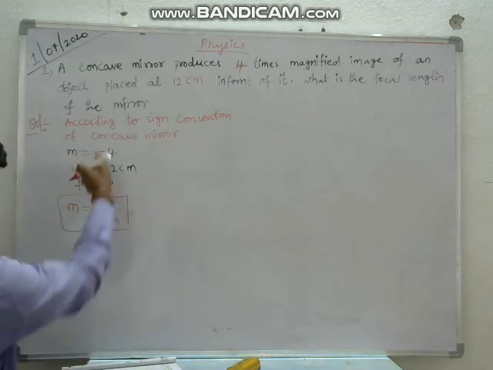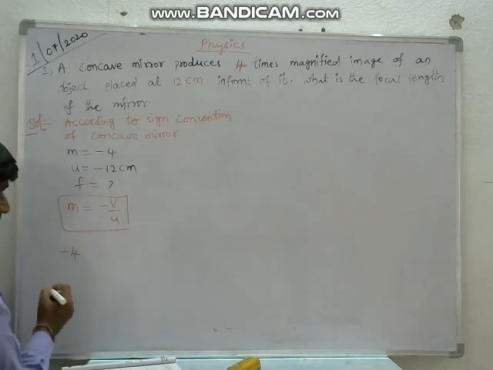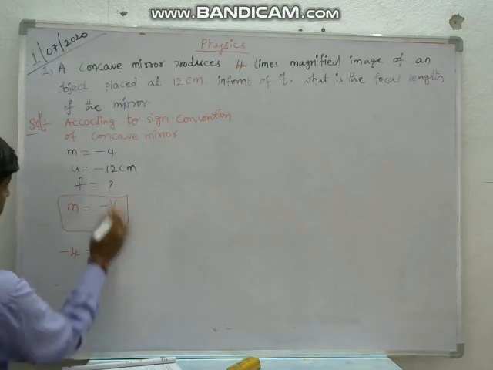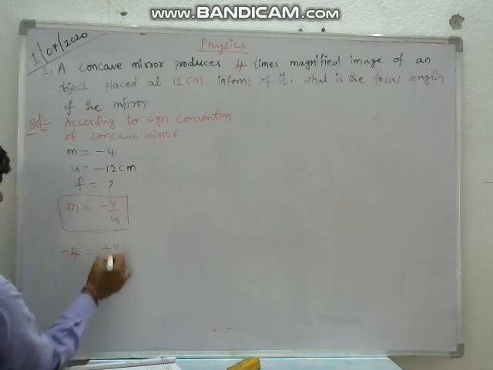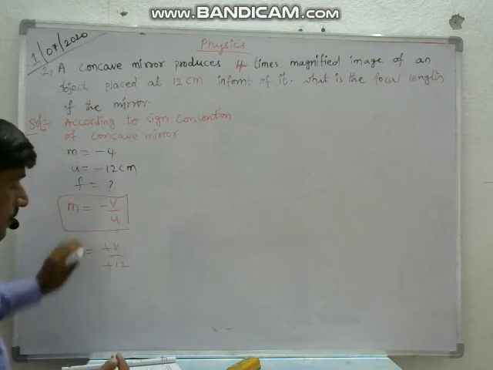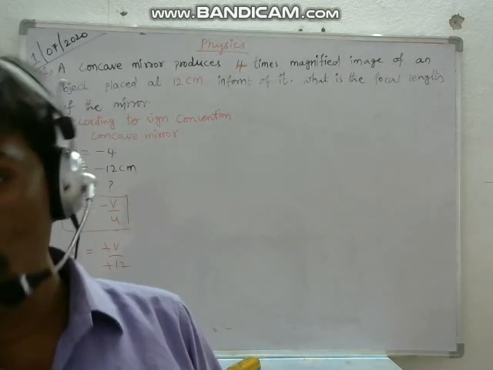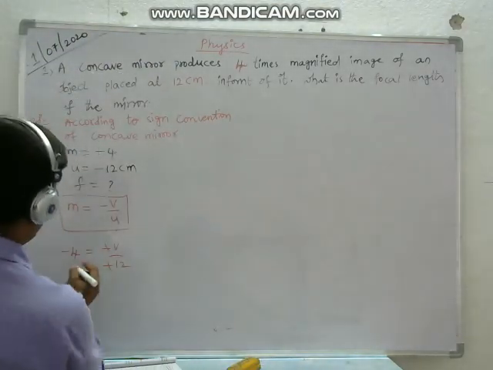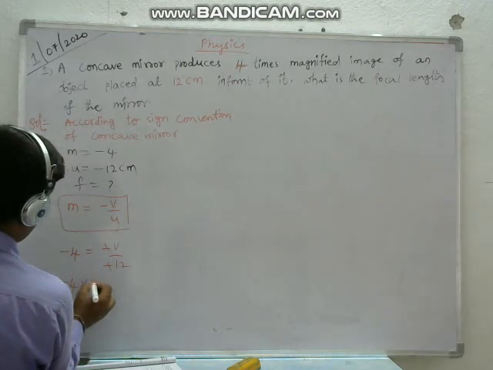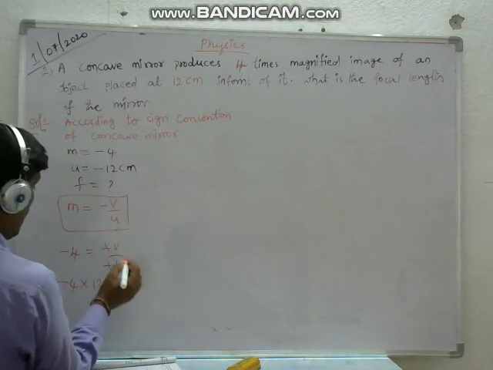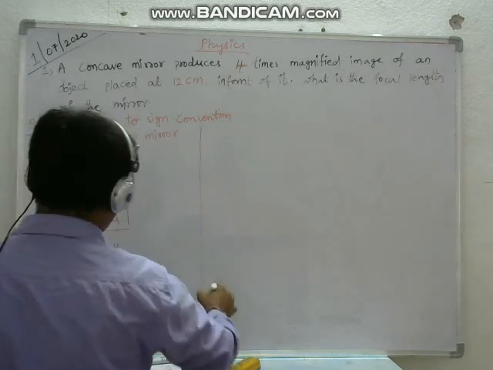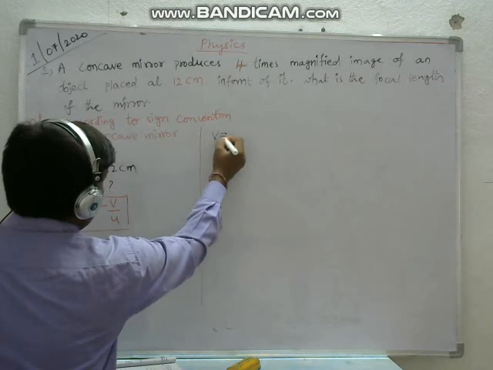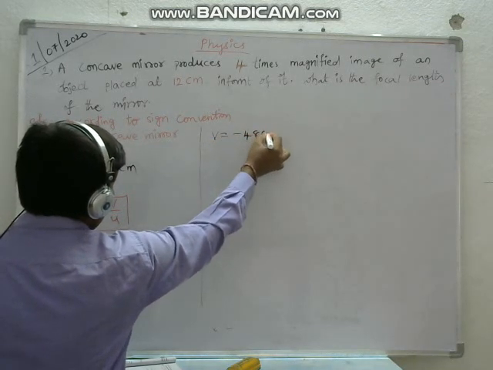Substitute the above information in the formula. m is equal to minus 4, which is equal to minus v by u, that is, minus v by minus 12. So the minus signs will get cancelled. If we transpose the 12 from the denominator to the left side, it becomes a multiplier. So minus 4 into 12 is equal to v. Then v is equal to minus 48 centimeter.